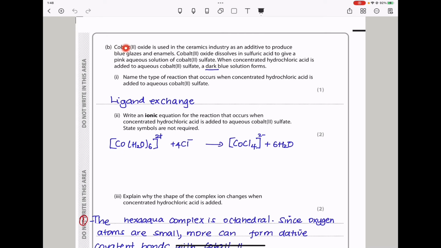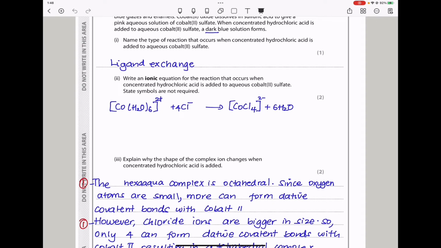In part B, cobalt 2 oxide is used in the ceramic industry as an additive to produce blue glazes and enamels. Cobalt 2 oxide dissolves in sulfuric acid to give a pink aqueous solution of cobalt 2 sulfate. When concentrated hydrochloric acid is added to aqueous cobalt 2 sulfate, a dark blue solution forms. Name the type of reaction that occurs when concentrated hydrochloric acid is added to aqueous cobalt 2 sulfate. This is a ligand exchange reaction.